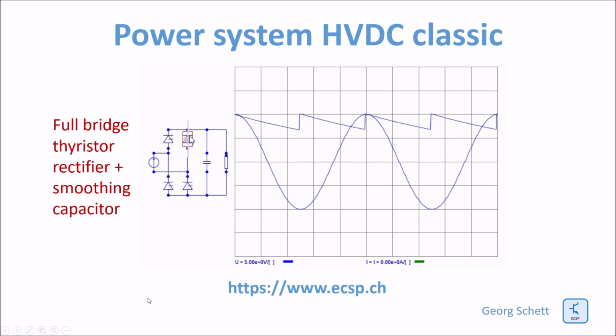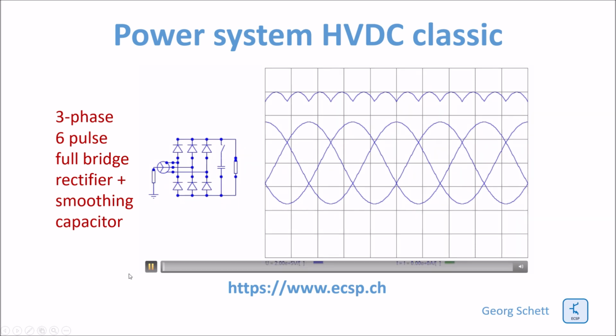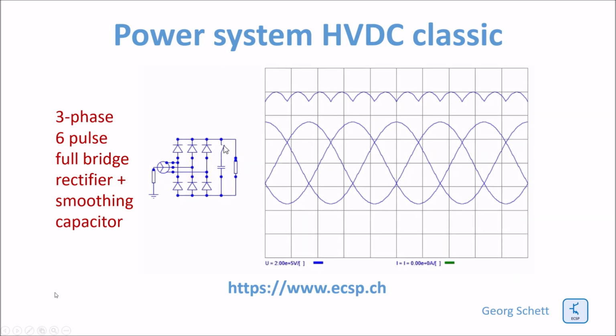And you can see how the effect works. In order to further smoothen my DC, instead of going with one phase only, I go with 3 phases, and then I move to a 6-pulse full bridge rectifier. And if I want, I can also introduce a smoothing capacitor, and then you have already a pretty smooth DC.